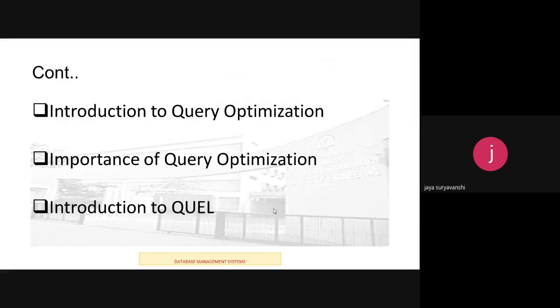So the next parameter is the importance of query optimization. Query optimization provides faster query processing. It requires less cost per query, and it gives less stress to the database. It provides high performance of the systems. It consumes less memory, and this is the importance of query optimization.